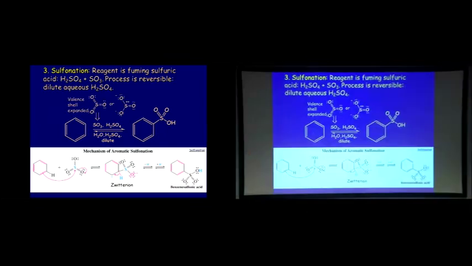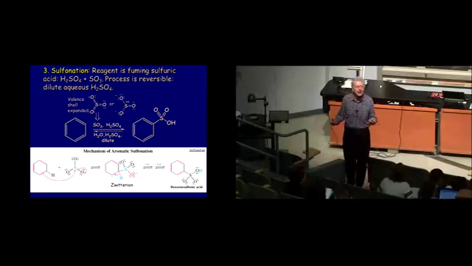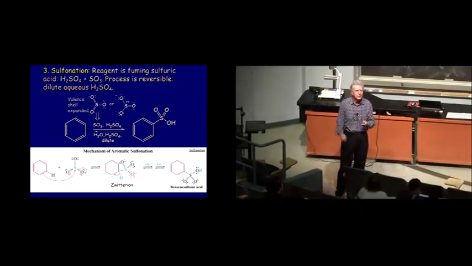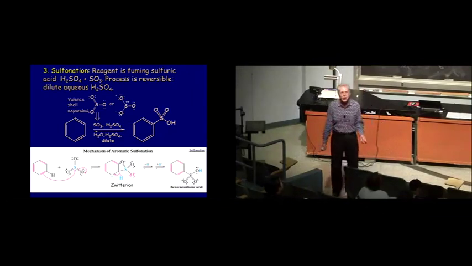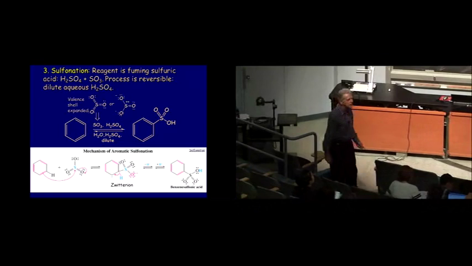And the back reaction is driven by the enormous hydration energy of SO3. SO3 is basically anhydrous sulfuric acid. It's H2SO4 minus H2O gives you SO3. So making H2SO4 by hydration of SO3 is enormously exothermic. If you were to do it by just dumping SO3 into water, it would just blow in your face, okay, because it gets so hot. So it's like instant boiling. Okay? So one can drive this in both directions.